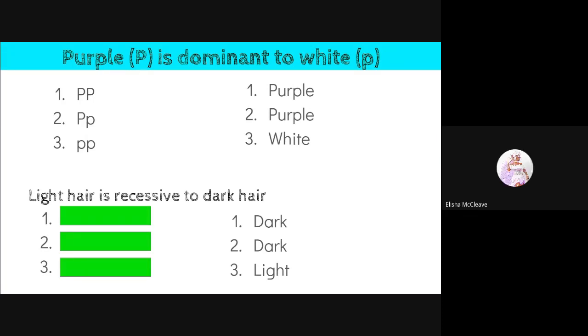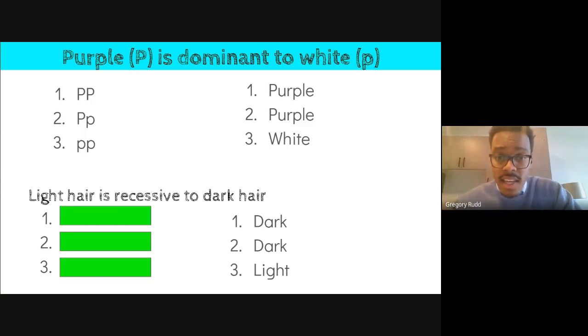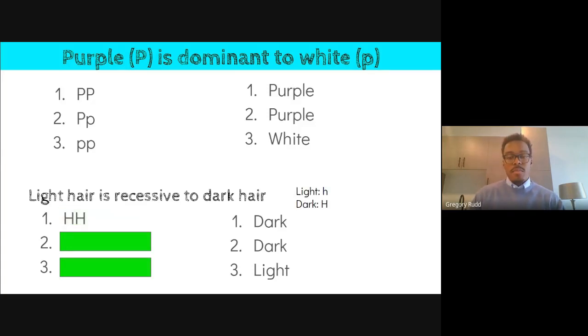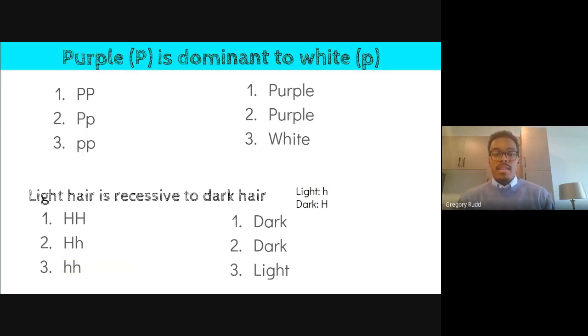HD and HE. HD and HE, excellent. So I could be homozygous dominant, which would look like two capital H's, and I could be heterozygous, I'm sorry, which would be H capital and H lowercase. But in order to have the recessive trait, of course, I need to be homozygous recessive.